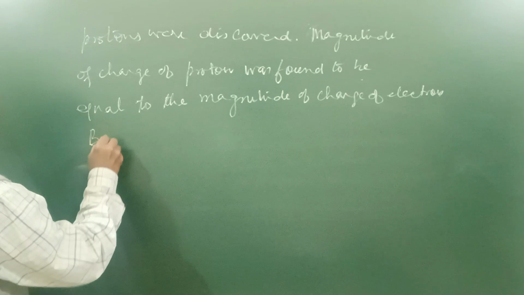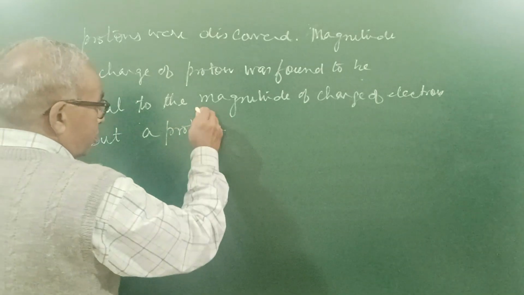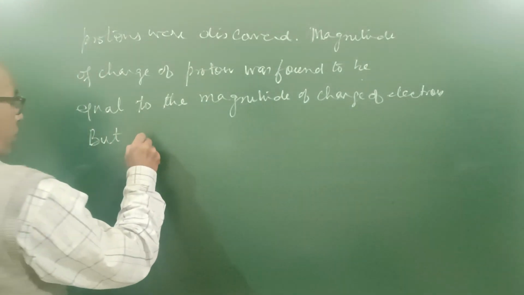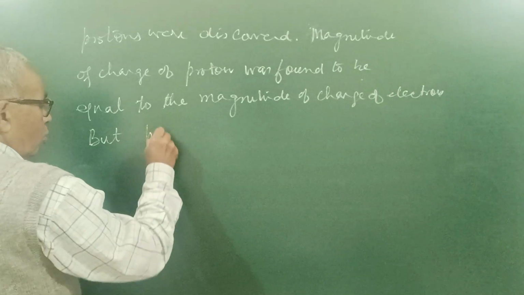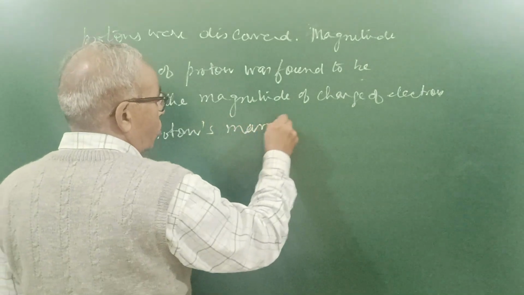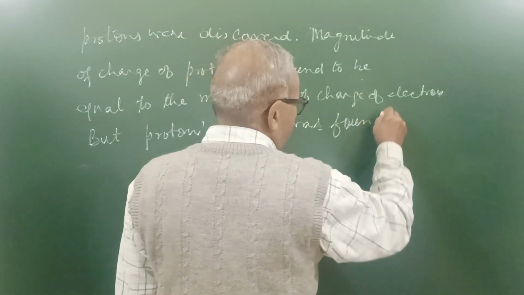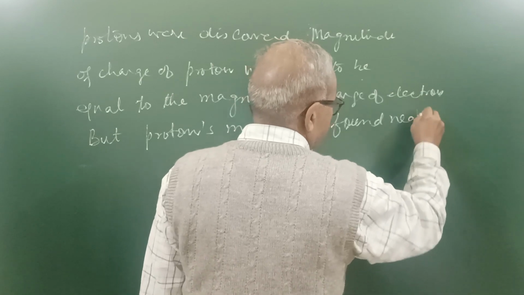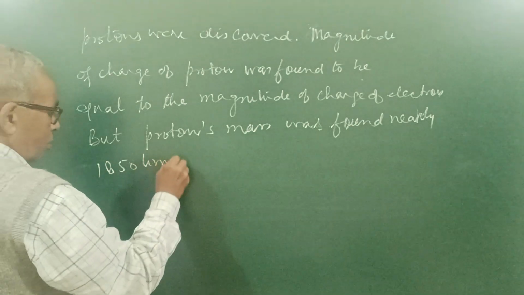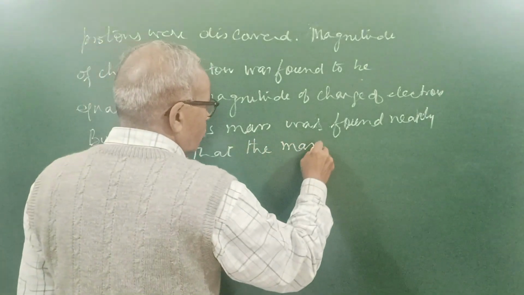But the proton mass was found to be nearly 1850 times the mass of an electron.